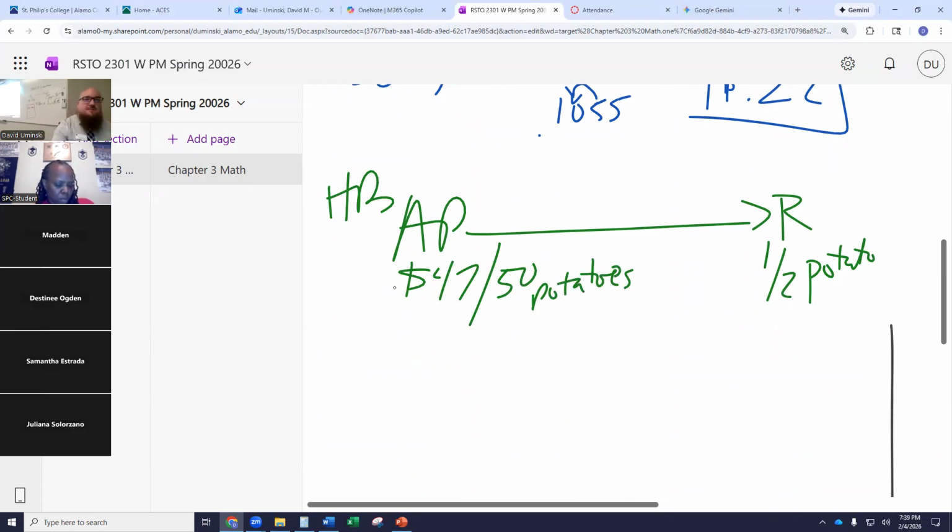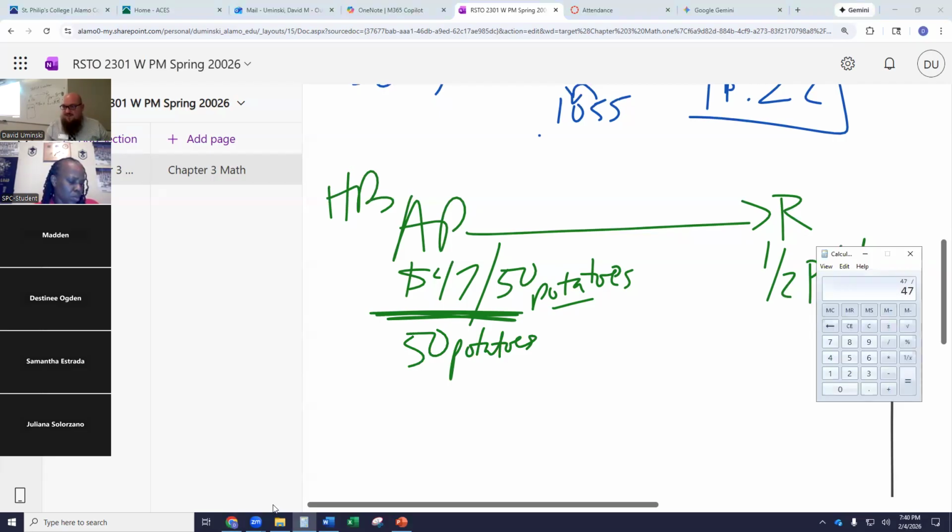Do my units match? Oh, yeah, they do. They're potatoes, right? So now we have to get down to the cost of one unit. We have the cost of 50 potatoes, but how much does one potato cost? How do we figure that out? You have to divide by 50 potatoes. So 47 divided by 50.